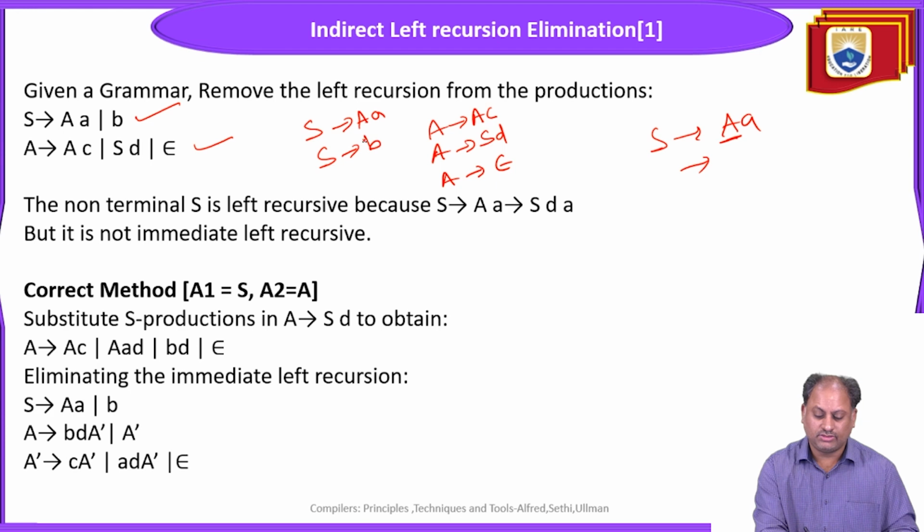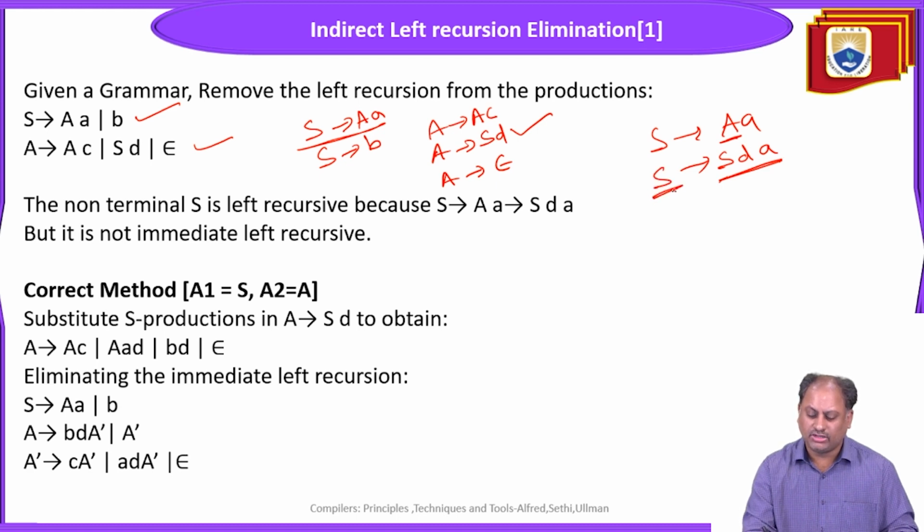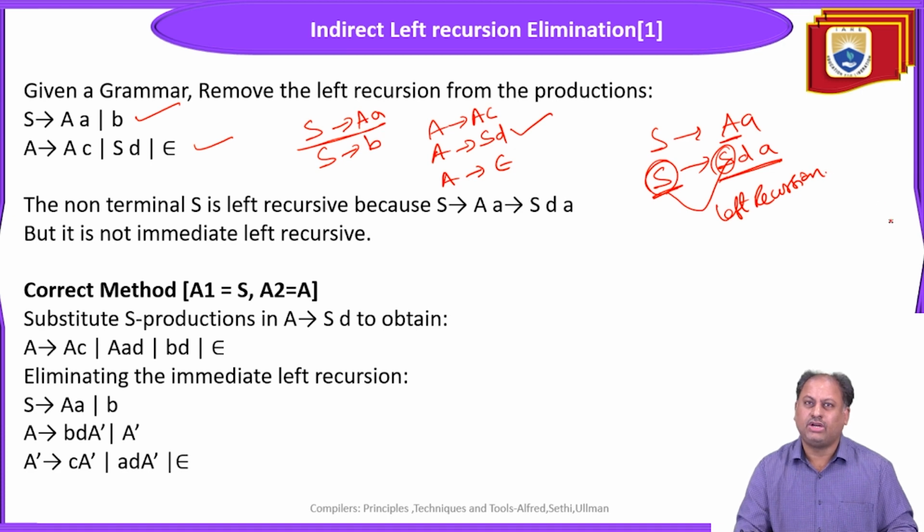So based on the first rule, S derives A, and we use the rule such that A contains S d. So we substituted and we got the result, that is S derives S d. So this exists with the non-terminal on the left-hand side and as the first symbol on the right-hand side. Then we can say that left recursion exists. This existence is not immediate left recursion.